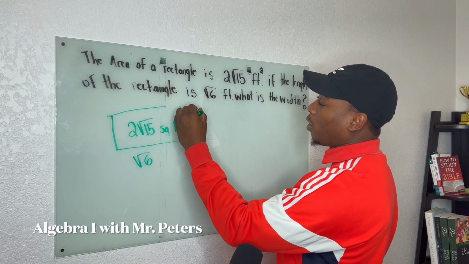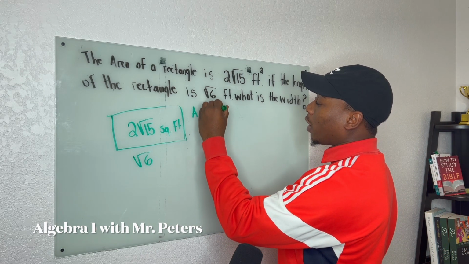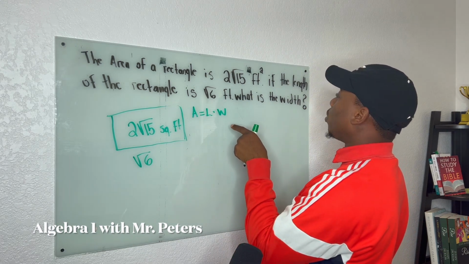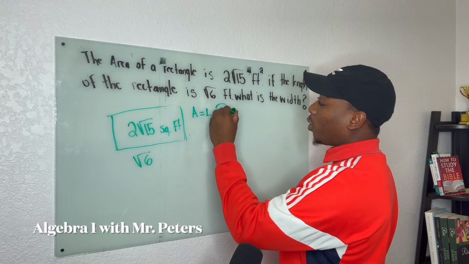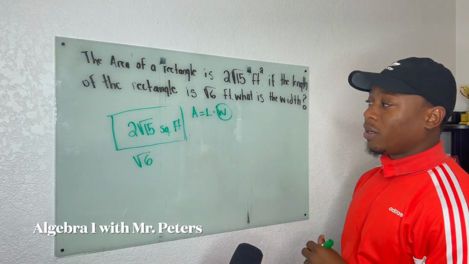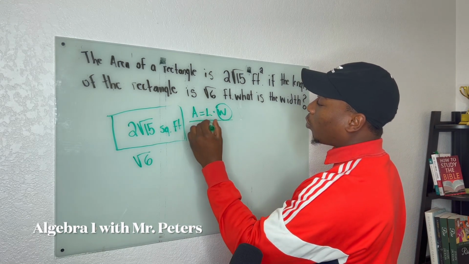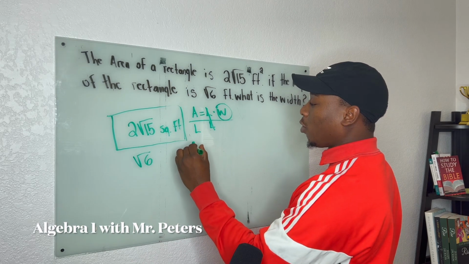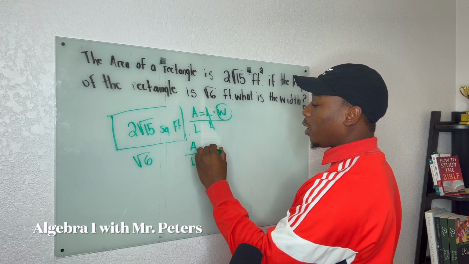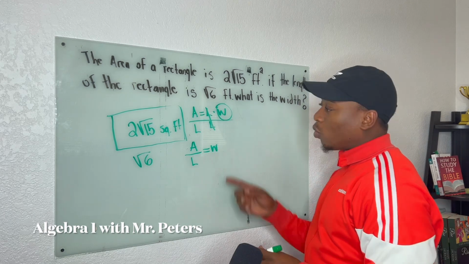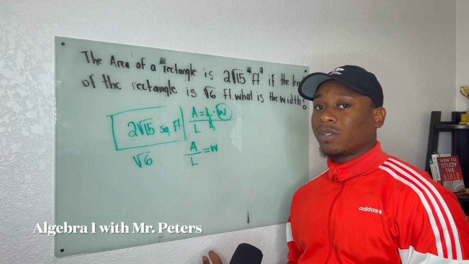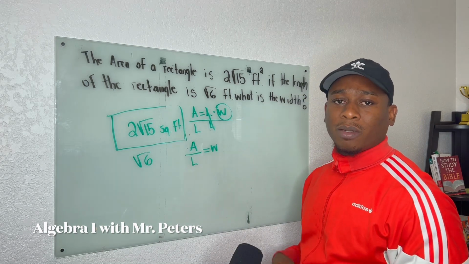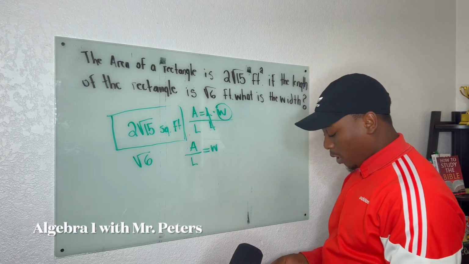So let's think about the formula, right? Area is equal to length times width. We know the area, we know the length, we're trying to find width. So what does that mean, right? That means if we want to figure out what W is, we're going to have to take the area and divide it by the length to find W. So what we did here was just rearrange the equation so that to solve for W, we have to divide area by our length.